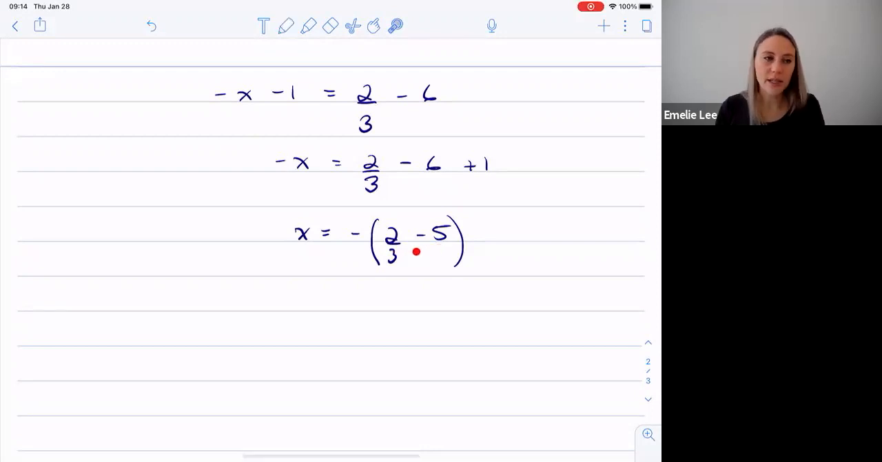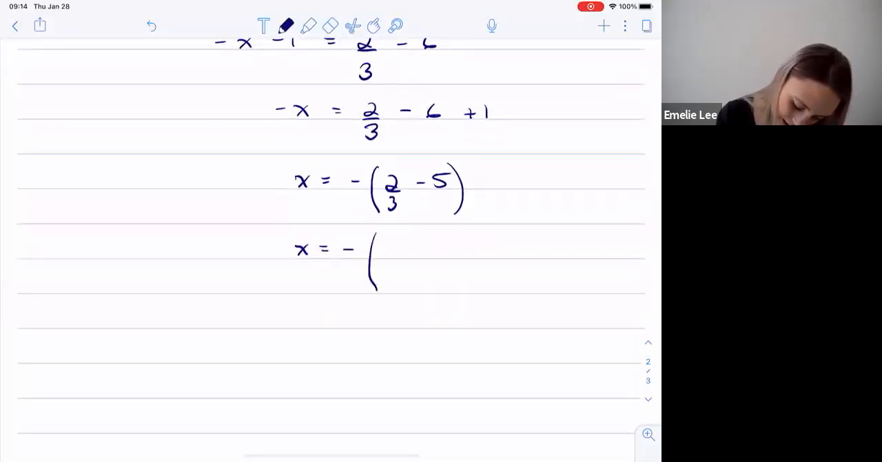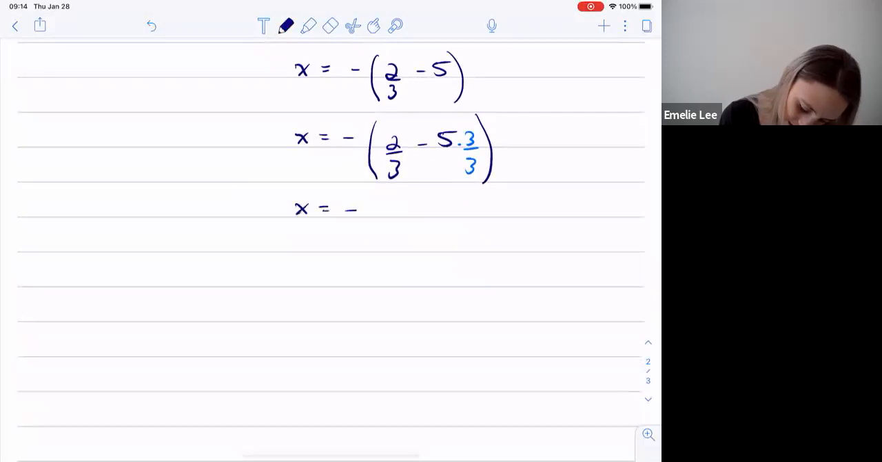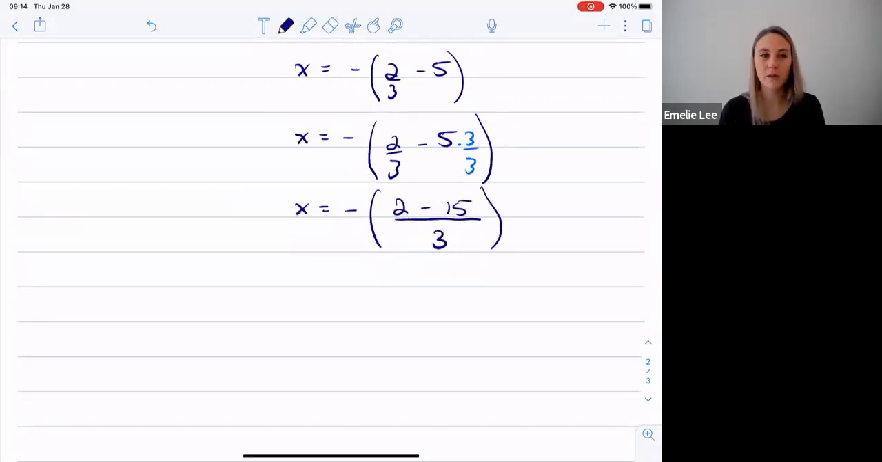You can use your calculator, but we have to have a common denominator again, right? So as soon as we're subtracting fractions here, 2 over 3 minus 5, we can rewrite 5 as 5 times 3 over 3. So this becomes, and I'm going to keep that negative outside for a little bit longer, 2 over 3 minus 5 times 3 over 3. So x is going to be 2 minus 15 over 3. Right, 5 times 3 is 15. I did that kind of quickly, right?